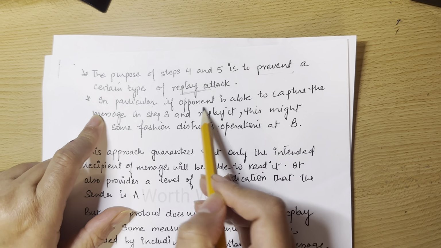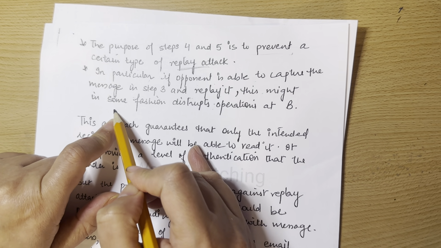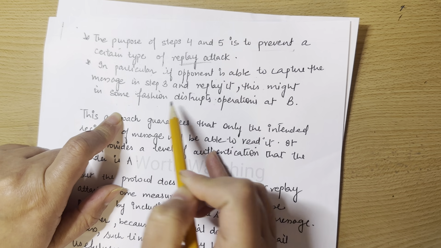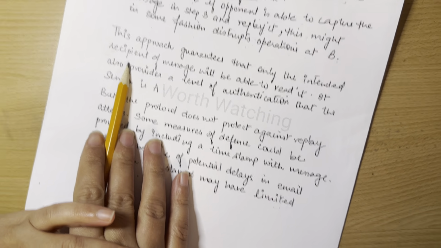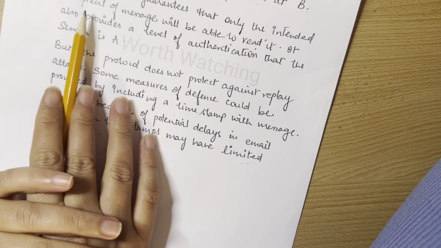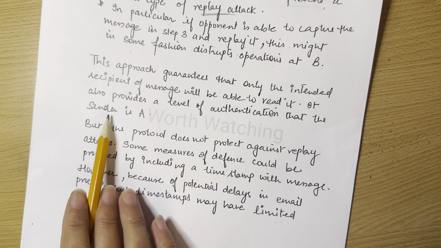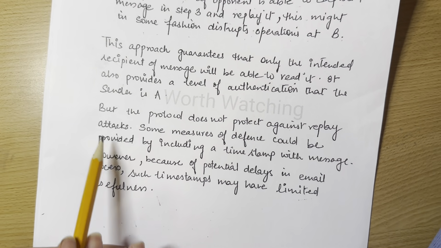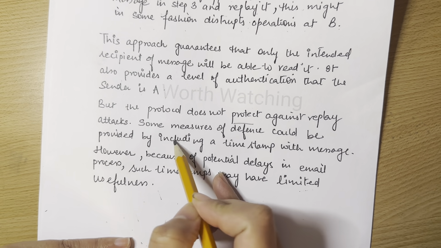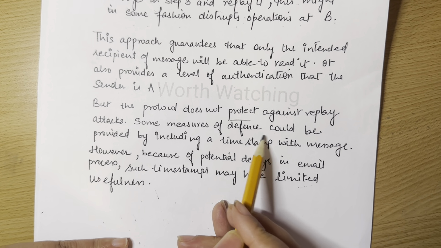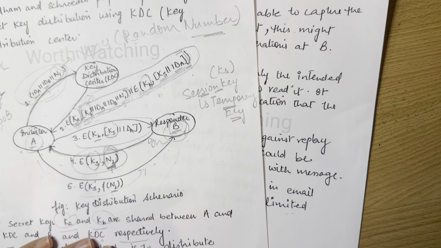In particular, if the opponent is able to capture the message in step 3 and replay it, this might in some fashion disrupt operation at B. Now this approach guarantees that only the intended recipient of the message will be able to read it. It also provides a level of authentication that the sender is A, but it also has a problem: it does not protect against a replay attack. There is a problem with the replay attack.